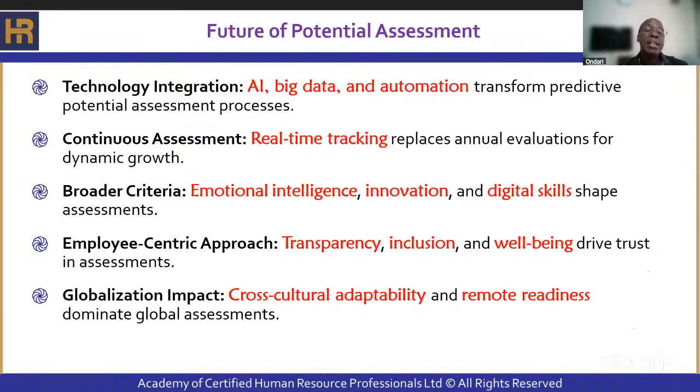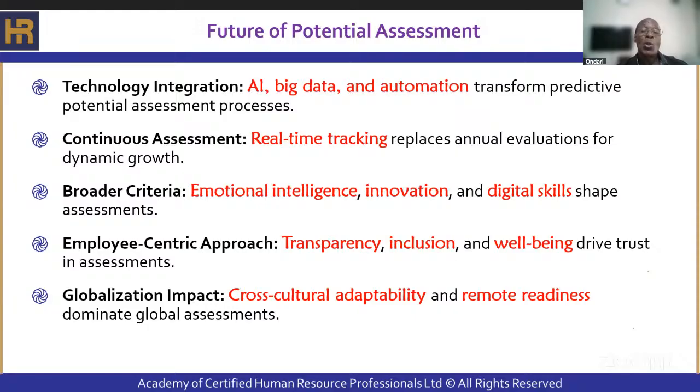Then talking of big data, where you get information from around the world. You are able to identify people with potential within the organization because you have data, or outside the organization because you can use websites, you can use dashboards or other digital tools. And lastly, automate. What do you automate? Particularly performance measurement. If you are going to use performance measurement as a tool or as a basis for potential assessment, then you can automate performance assessment.